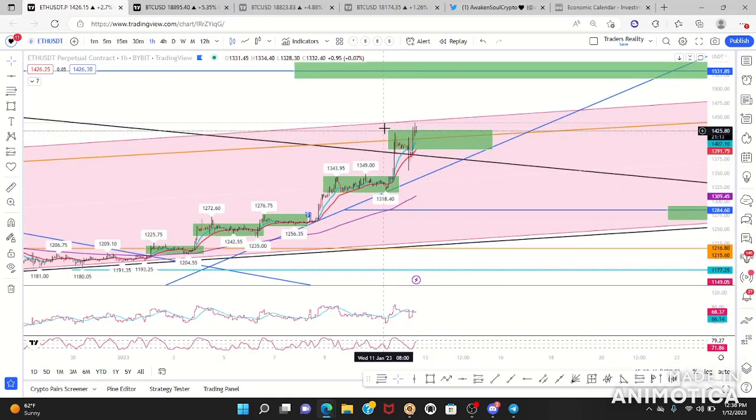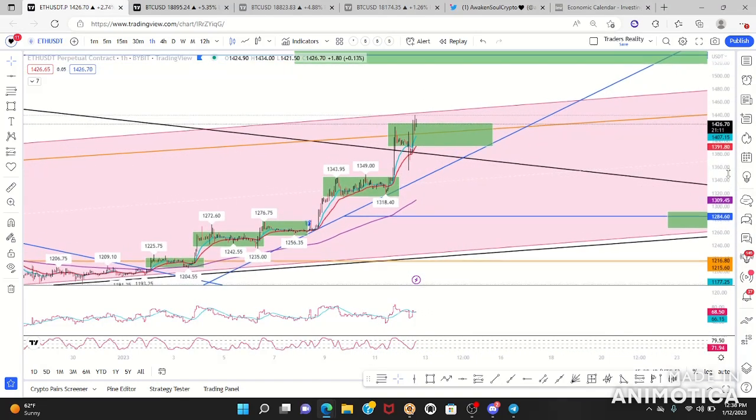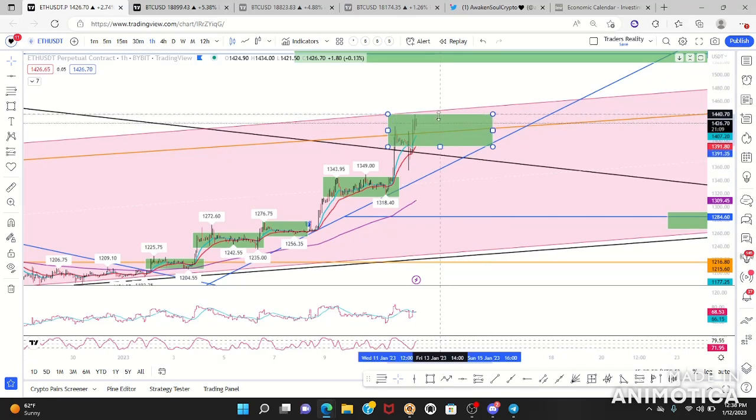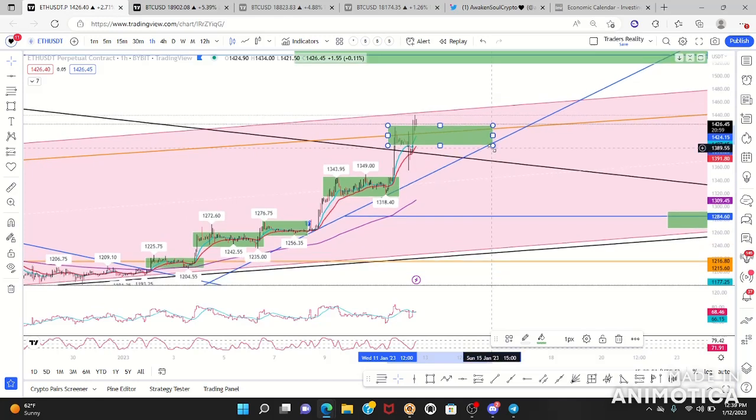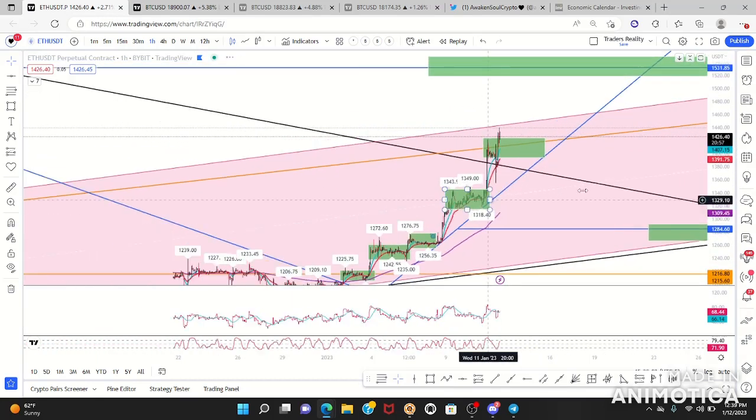So within this range, we're going to be playing here for a while. You could definitely set some alarms here to see if it continues to the upside or breaks down to the downside. But for now, that's it.